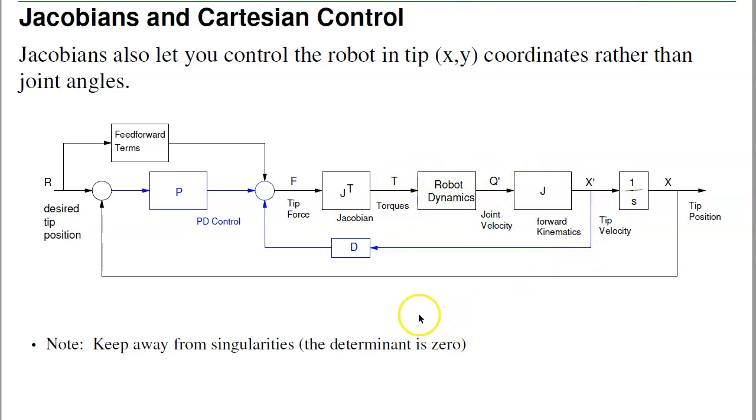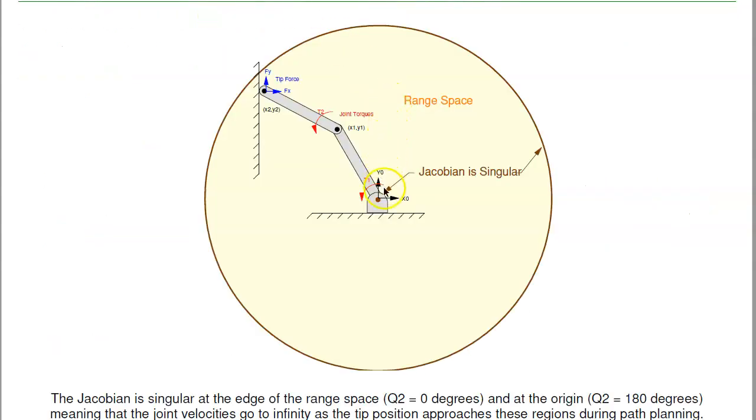To do this, however, you've got to keep away from singularities. If the Jacobian is ever 0, then I've got a problem. The Jacobian is 0 at the extremities for our robot, and also right at the origin. So I've got to keep away from those two spots.